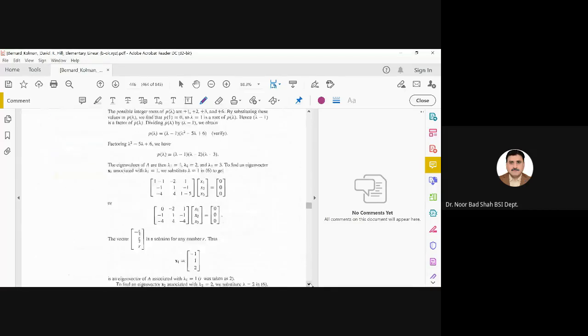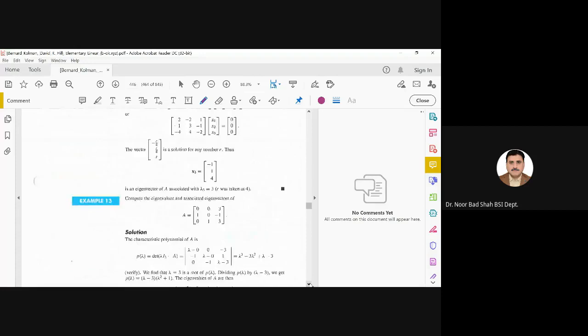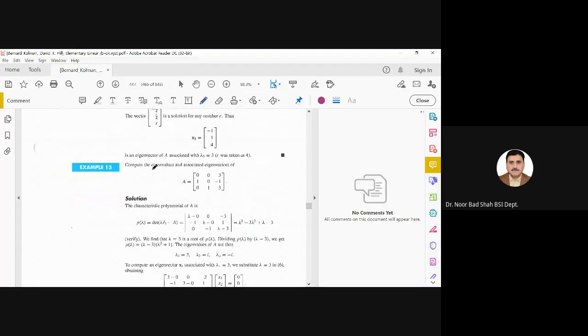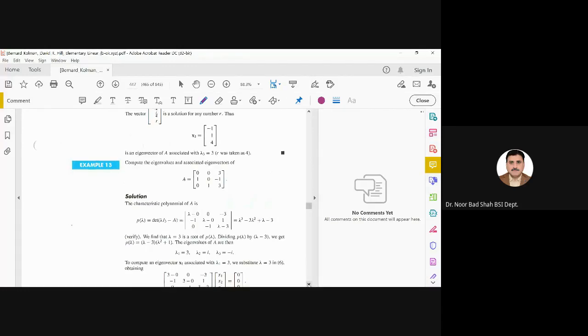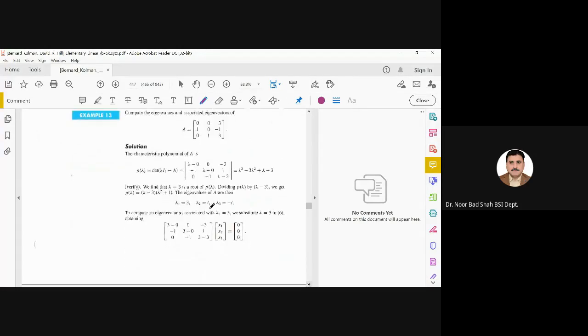Yeah, the same thing. You find eigenvalues and eigenvectors in 3 cross 3. In this case, say compute eigenvalues and associated eigenvectors of this matrix 0, 0, 3, 1, 0, minus 1. So you first find the characteristic polynomial, and then we equate that to 0. You can use a calculator to find roots of this cubic polynomial. You should use a calculator, right? So we get these eigenvalues 3, iota, and minus iota.